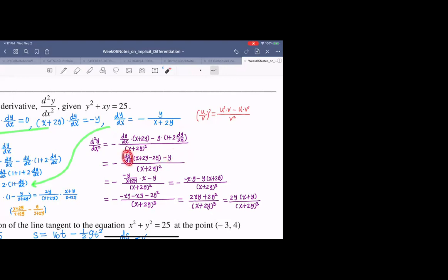Please pay attention to here. Dy over dx, we already got it. It's this one. So we want to plug this package into here. After you plug this package in here, this becomes negative y over x plus 2y. Okay. Do you have the same step as what I have here?